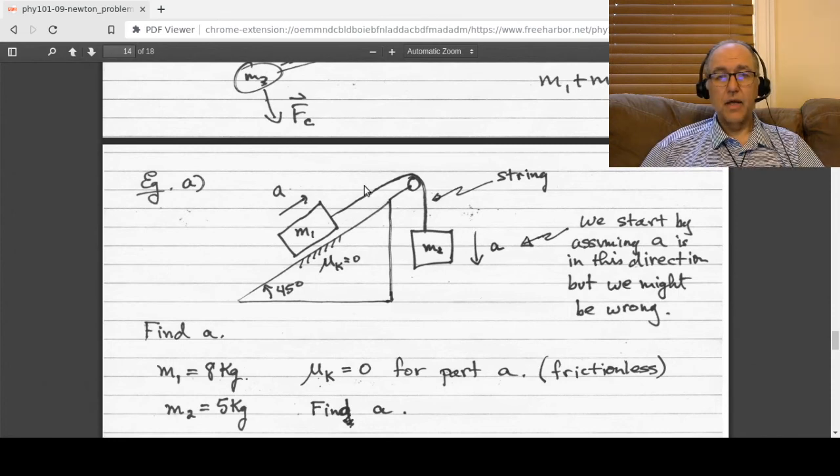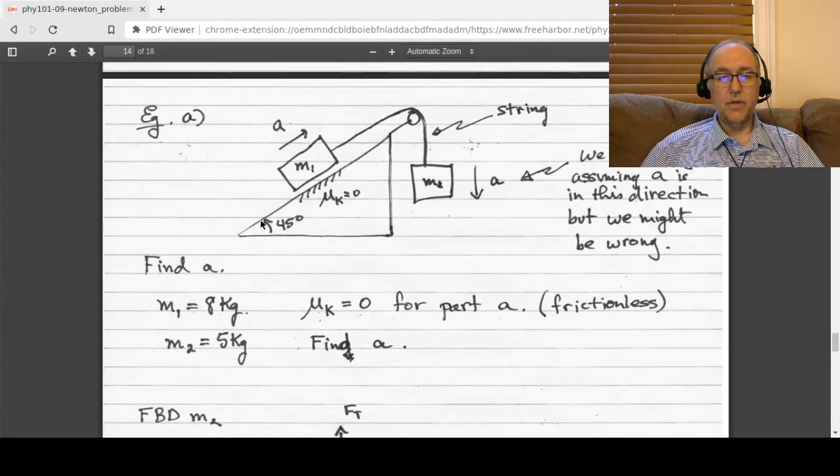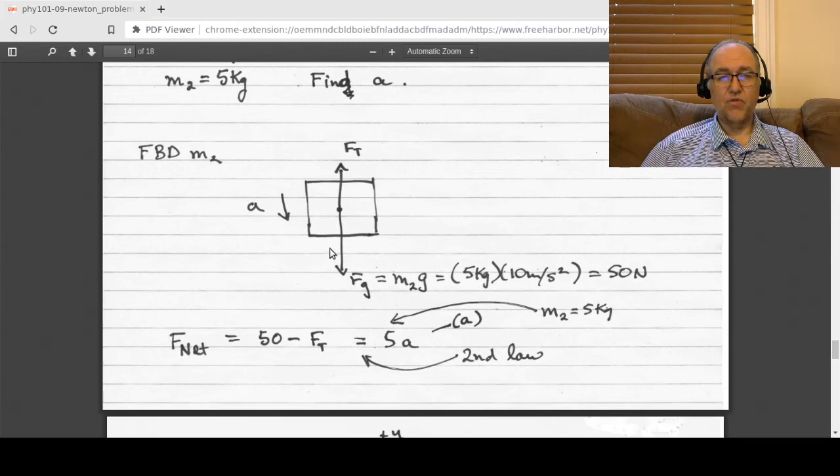Well, two masses. And so what we're going to do is we look at the free body diagrams for each of them. The free body diagram for number two, M2, is easiest. So let's start with that one, might as well. So we have here FG, that's the weight of block number two, which is M2g.